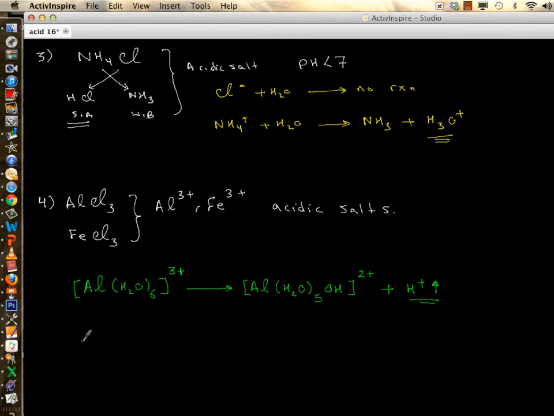Now in the case of aluminum, in iron 3, I start writing it. You should pause the video. You should write it yourself once so you get used to it. IB has quite often asked this question. So then again, it does the same reaction. 6 H2Os become 5. One of the H2Os becomes OH-, cancels one of your charges, 2+, and you release more hydrogen ions. So this is why these salts are acidic.